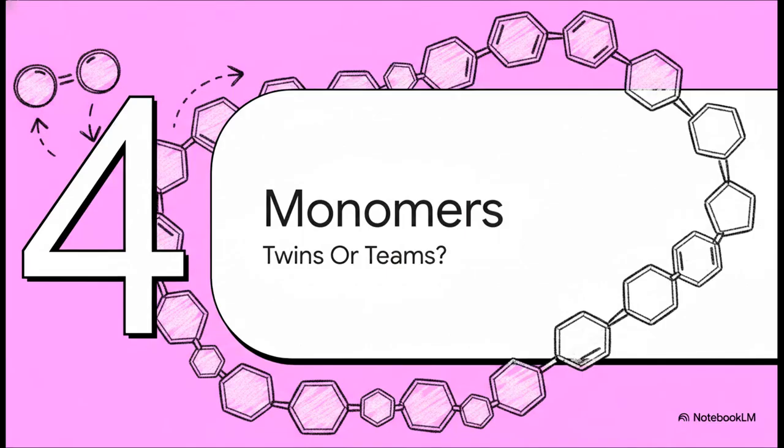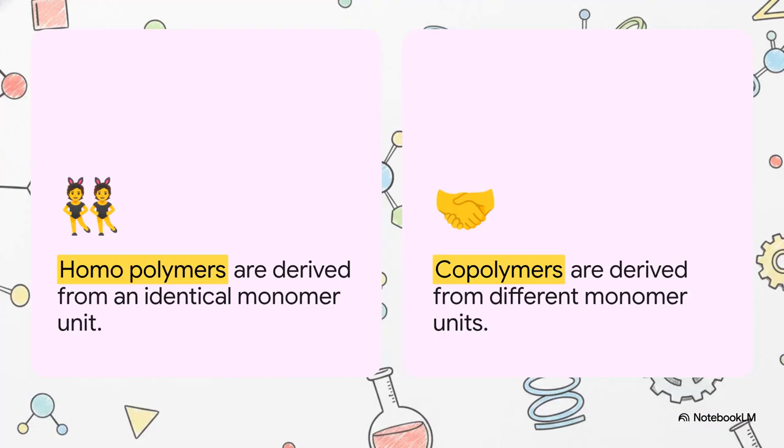Section 4. Monomers. Twins or teams. Okay, our third classification looks at the actual composition of the chain links themselves. We divide these into homopolymers and copolymers. And this is incredibly straightforward. Just ask yourself, is the long chain made up entirely of identical twins, or is it a diverse team working together? If every single link in the chain is exactly the same monomer unit, like pure polyethylene, it's a homopolymer.